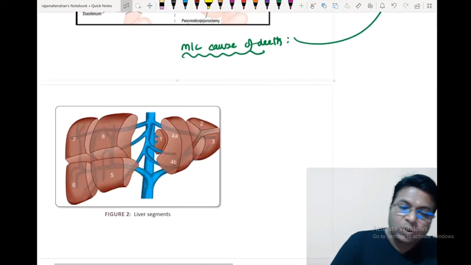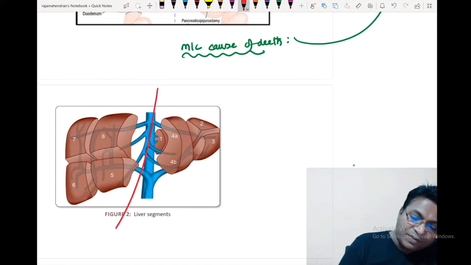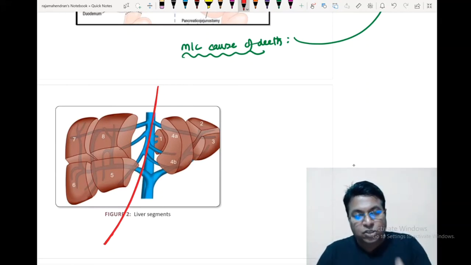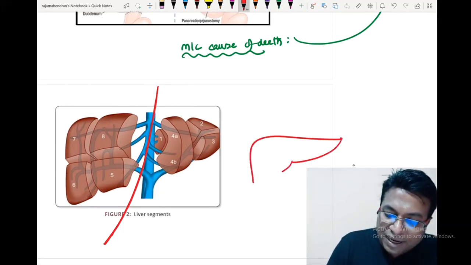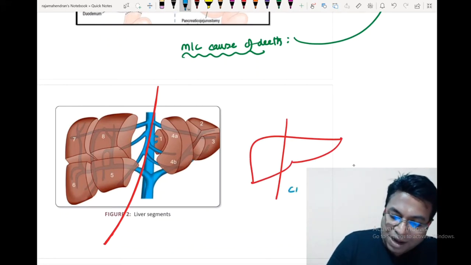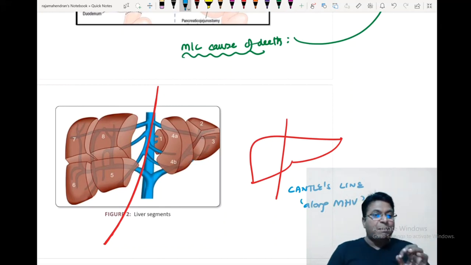So this is a picture showing you the liver segments. The question I want you to remember is, what is the line which is dividing the liver into right and left? There is a line which is shown to divide the liver into right and left before dividing it into 8 segments. What is the name of the line? That line is Cantlie's line, which runs along the middle hepatic vein.